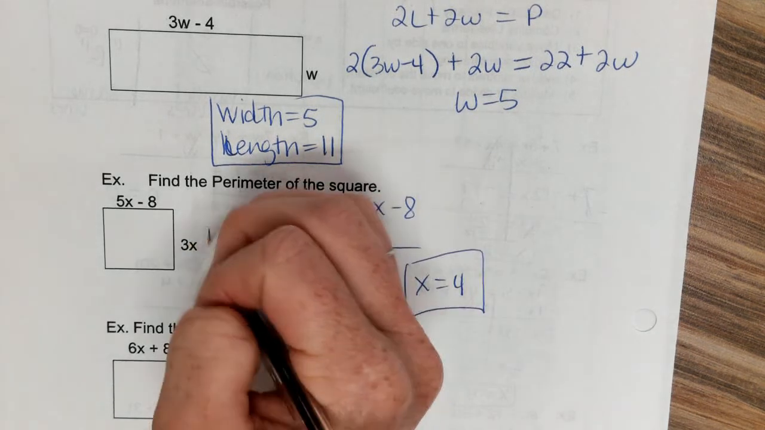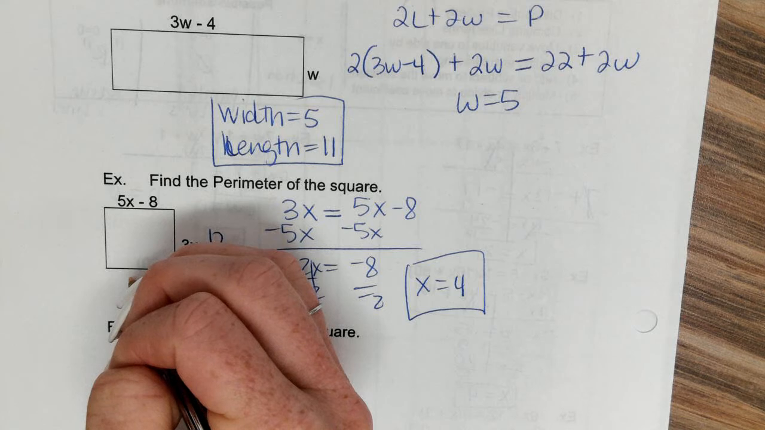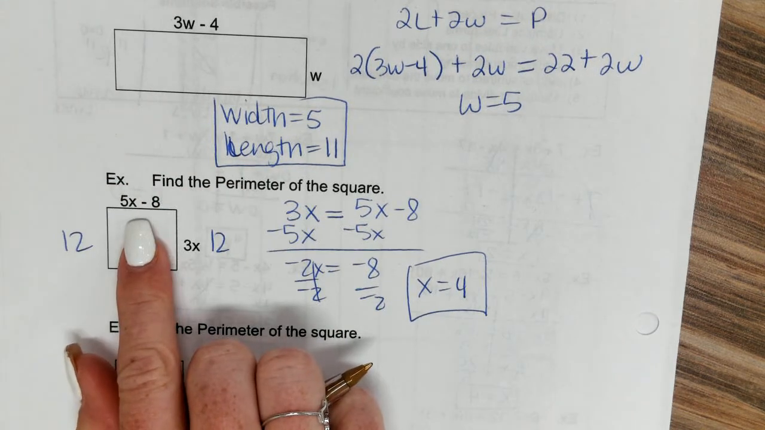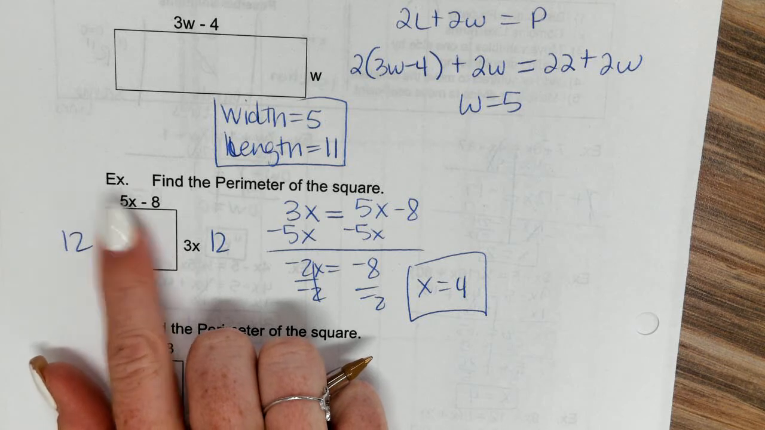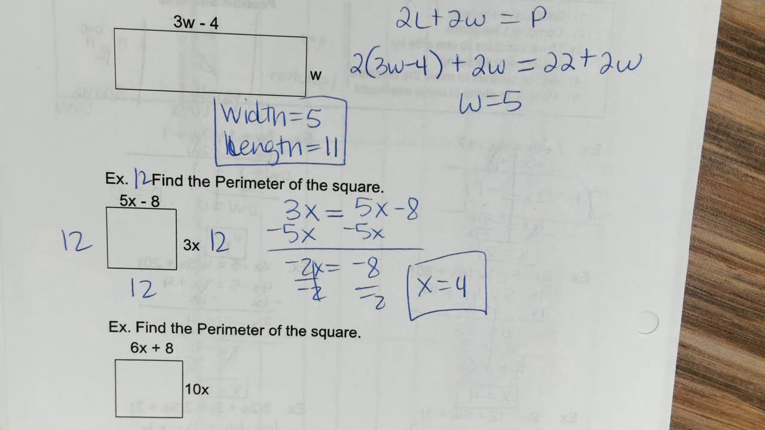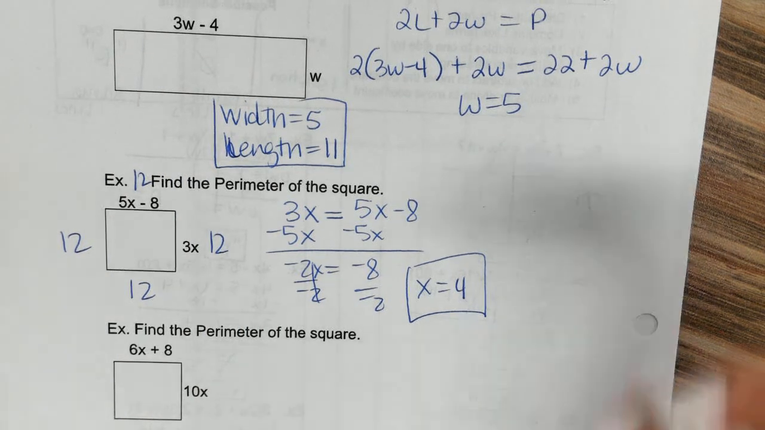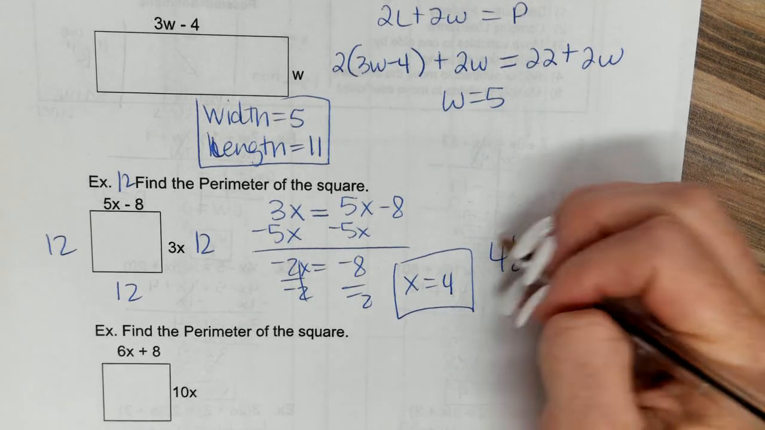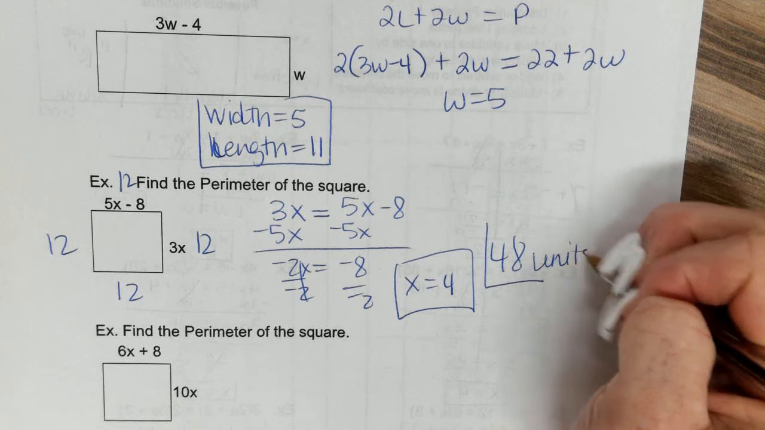12. What is this side? What is this side? And this one better be 12 if I plug in 4 for x, right? 5 times 4 is 20, and 20 minus 8 is 12. So how would I find the perimeter? Yeah, 12 plus 12 are just 12 times 4. So what is it? 48. And did it tell me inches or anything? No. So just 48, maybe units, because we don't know them.